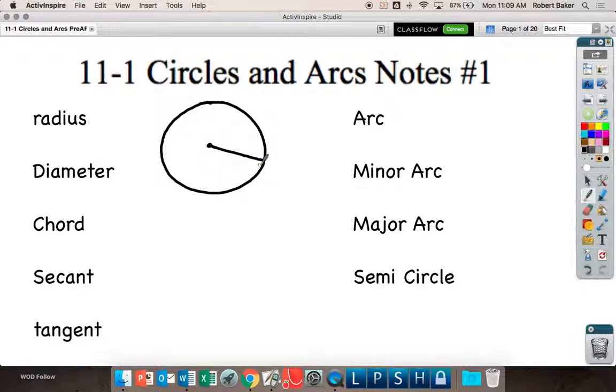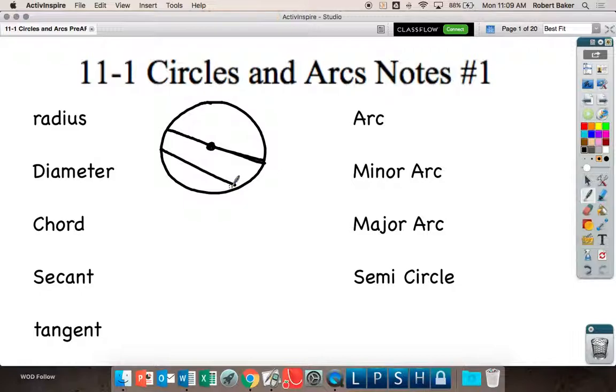Wrong. That's a chord. Okay? A diameter is a segment that goes edge to edge through the center. So this would be a diameter because it goes through the center of the circle. Now, there are segments that exist that go edge to edge, called a chord. A chord is a segment that goes edge to edge and not through the center.